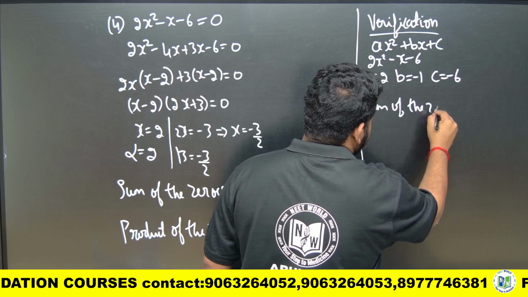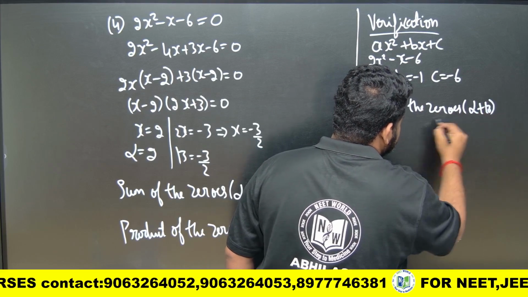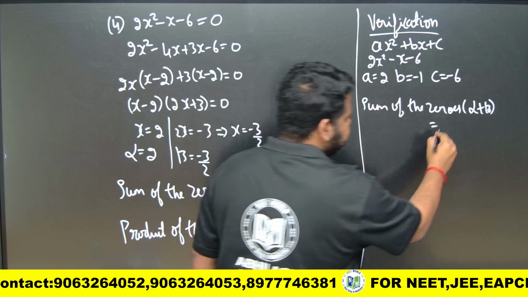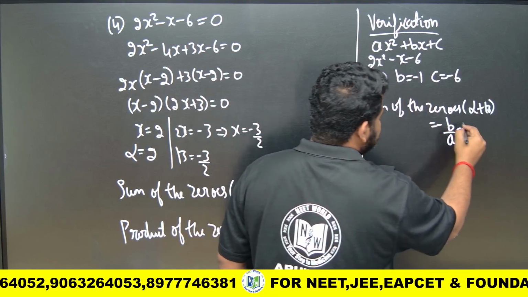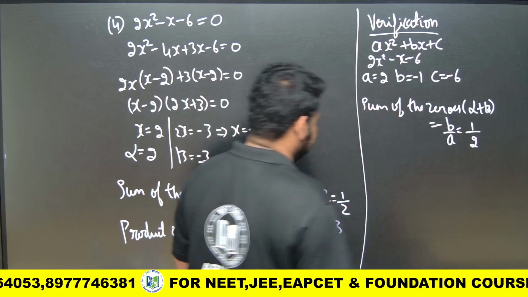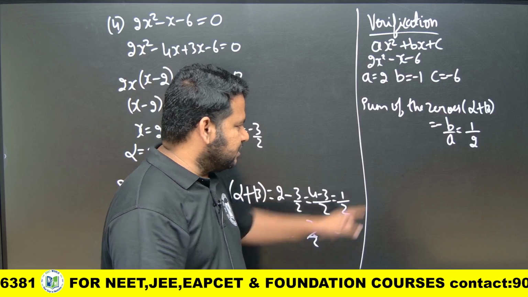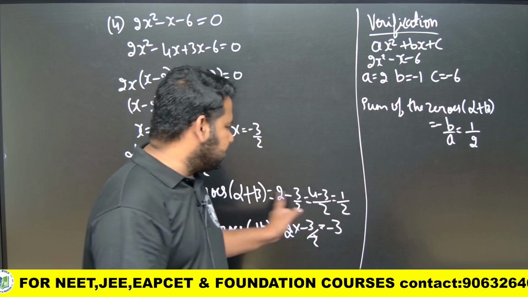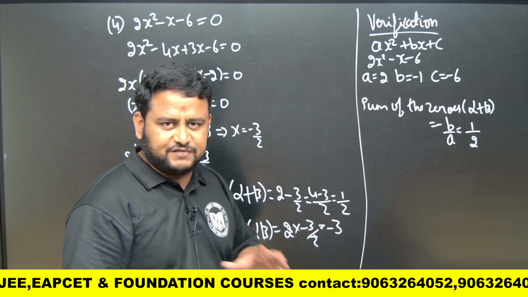Sum of the zeros, that is alpha plus beta, is equal to -b/a. Here b is -1, minus into minus is plus 1. A is 2. So we got 1/2. That is -b/a, we got it as 1/2. Sum of the zeros by the direct method, we also got 1/2. So it is verified.